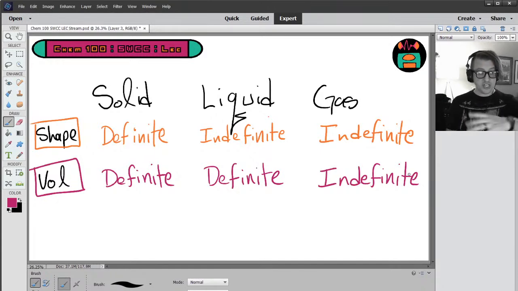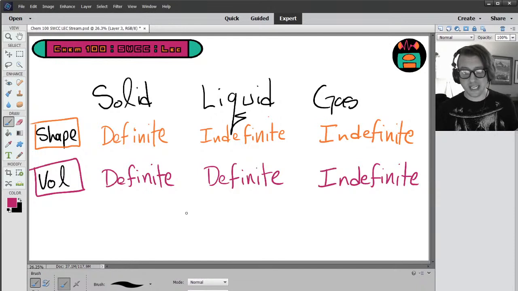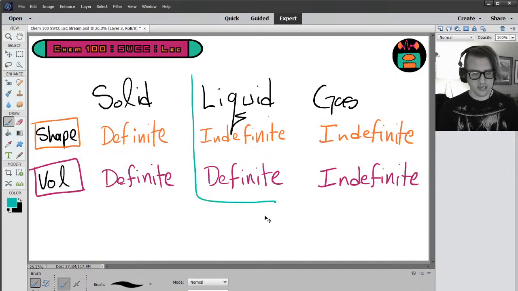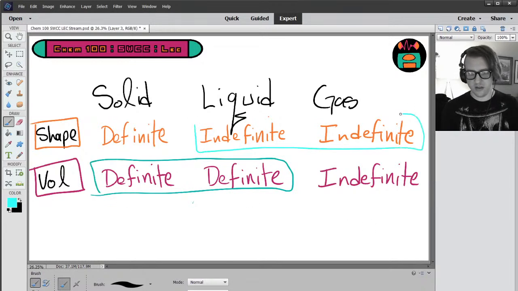And then liquids are kind of in between, right? They have an indefinite shape, so they're flowy, but they have a definite volume. That doesn't change. And here you see, liquid is kind of like the intermediate or in between. It shares some properties in common with solids, and some properties they share in common with gases, right?